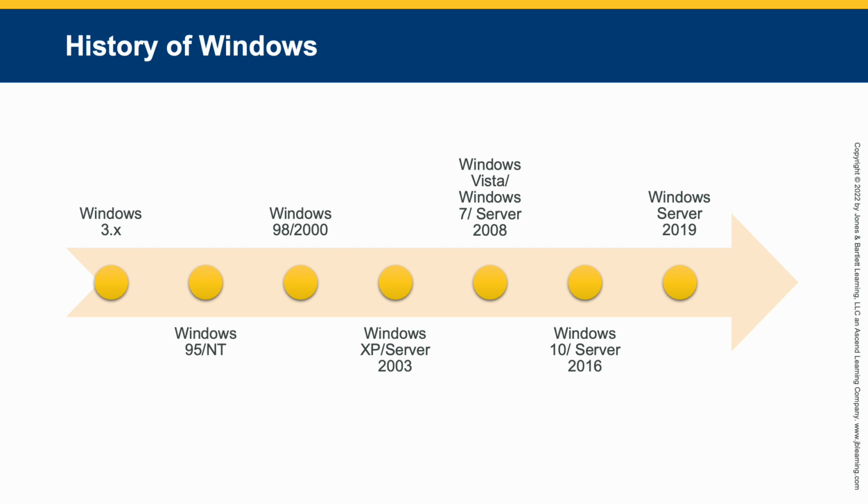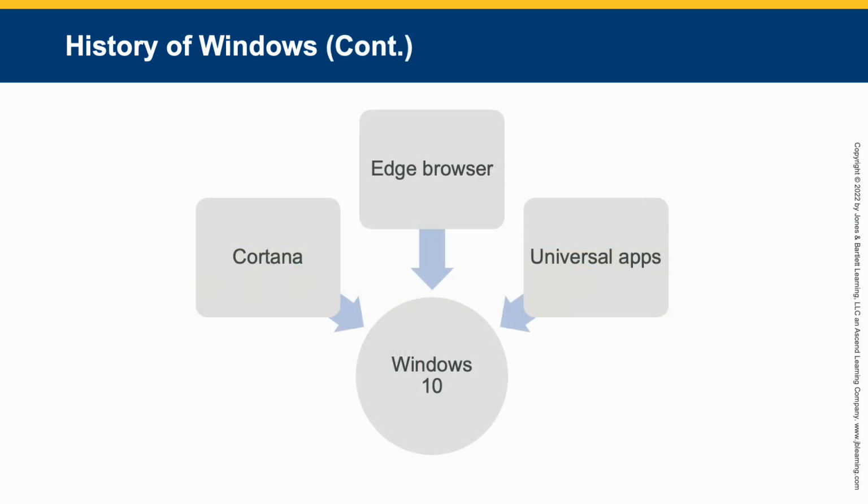Another crucial area of Windows forensics is the analysis of system and application logs. The history of Windows continues with Cortana, Edge Browser, and Universal Apps in Windows 10.